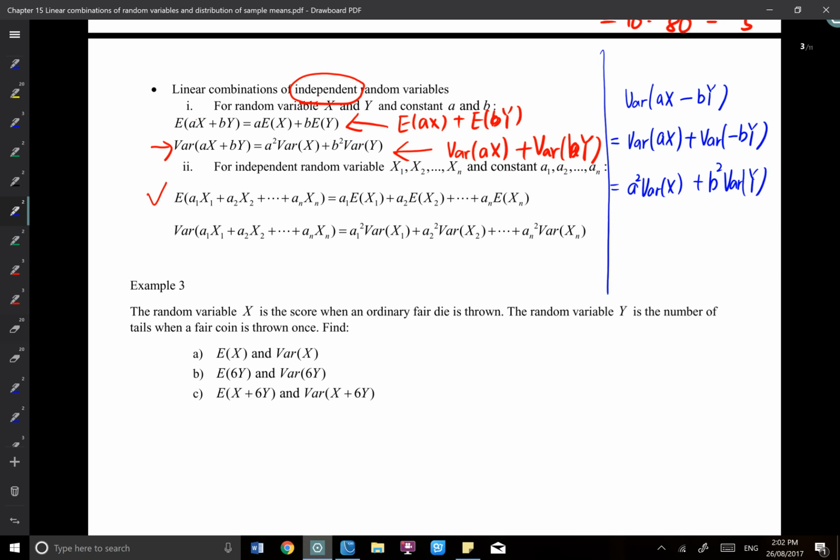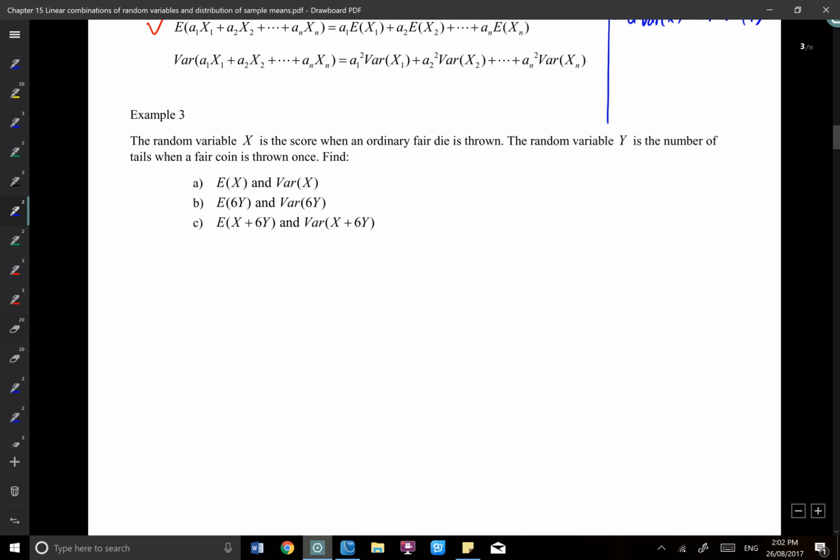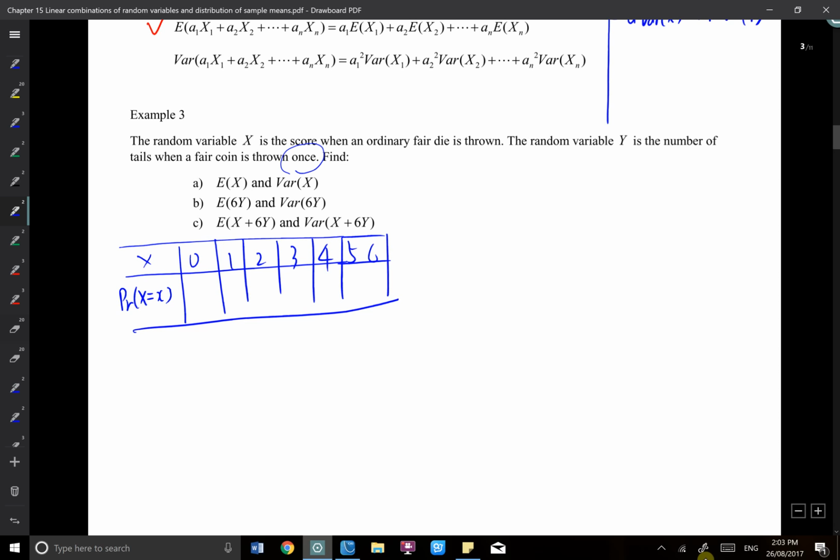Let's have a look at example 3. The random variable x is the score when an ordinary fair die is thrown, and the random variable y is the number of tails when a fair coin is thrown once. For the distribution of x, x takes the values 1, 2, 3, 4, 5, and 6, and all the probabilities are 1 on 6.